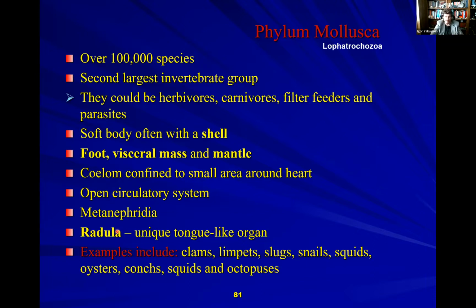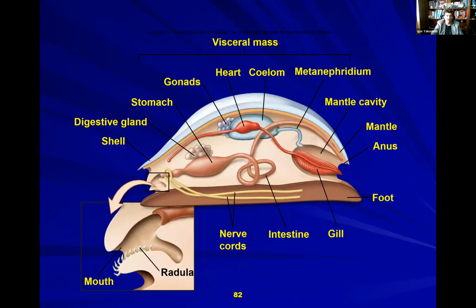All right, and then of course the examples. Think about any kind of seafood. If you like seafood, you've probably tried most of it, right? So clams, limpets, probably slugs, snails. You can buy some of them. Squids, oysters, conchs, octopus, calamari, right? So here, look at this typical, generic picture of the snail. A muscular organ on which it slides, known as the foot.